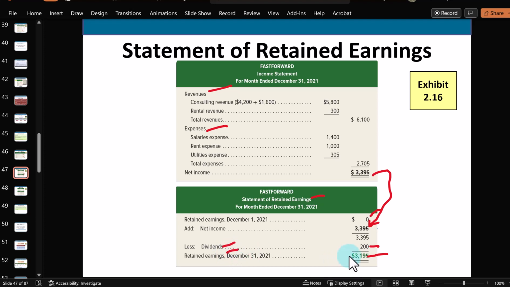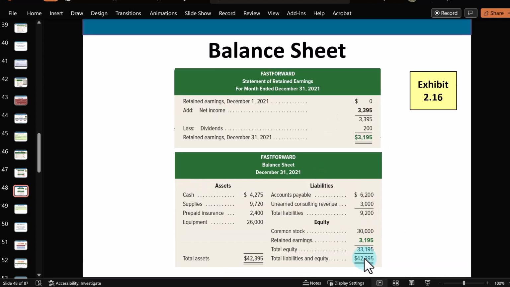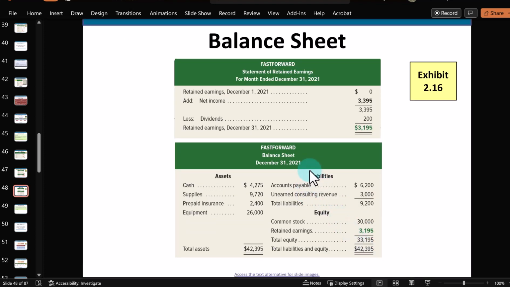This retained earnings is going to be the beginning balance for next period's retained earnings statement, adding in the next period's net income, minusing out the next period's dividends to get the retained earnings at the end of that next period. This retained earnings now is going to show up on the company's balance sheet, which is the third financial statement, the last one we will prepare here in chapter 2.